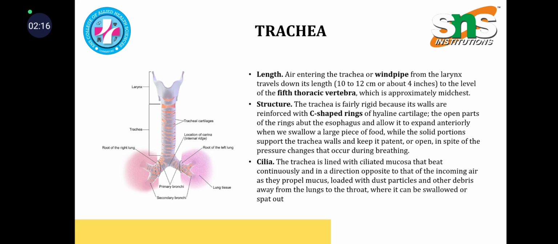Cilia. The trachea is lined with ciliated mucosa that beat continuously in the direction opposite to that of incoming air, as they propel mucus loaded with dust particles and other debris away from the lungs to the throat, where it can be swallowed or spat out.